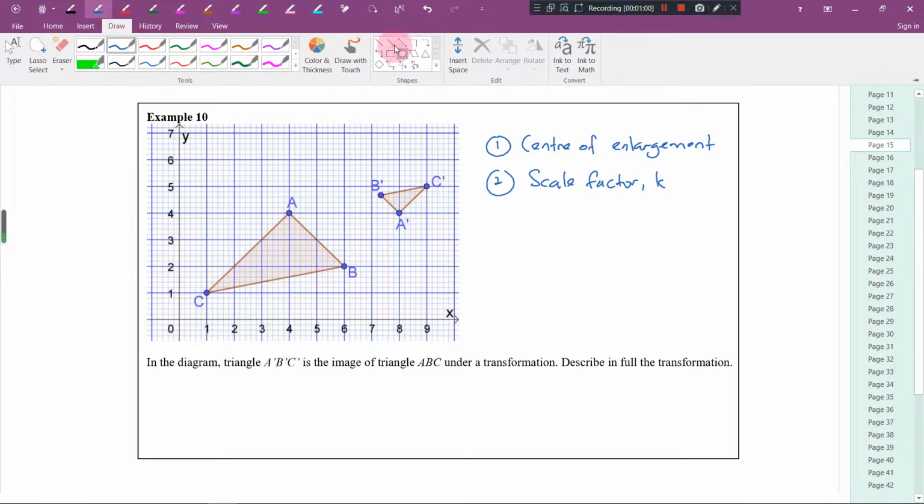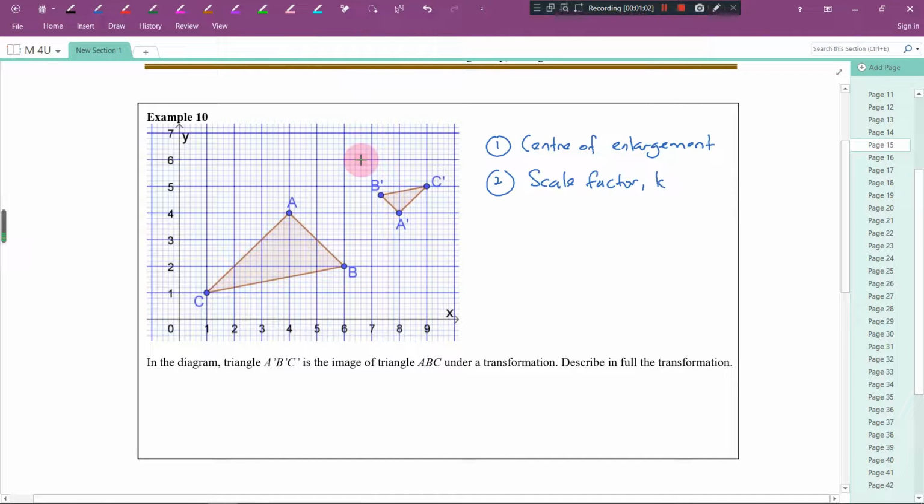To find the center of enlargement is actually very easy. You just need two pairs of corresponding vertices. So here I will use A and A prime, one pair. Another pair I will be using B and B prime. If you don't want to use these two pairs, let's say you don't want to use B and B prime, you can use C and C prime. All will give you the same answer.